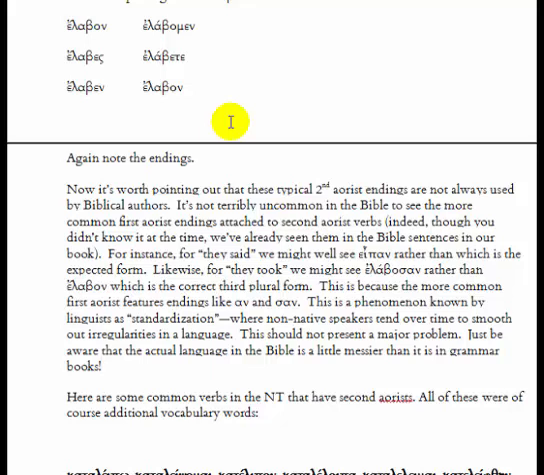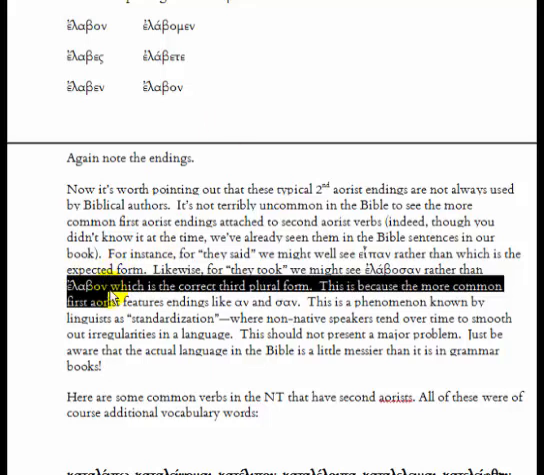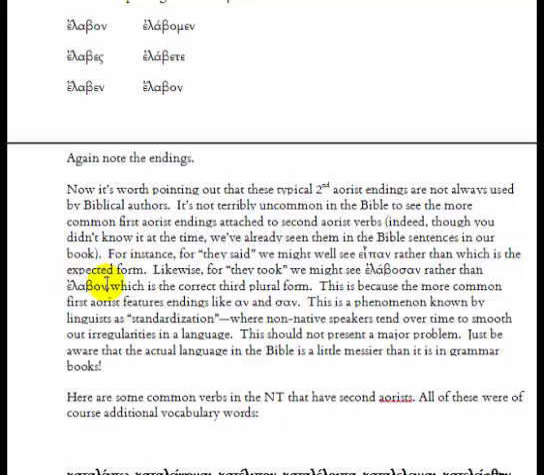Well, one of the things that begins to happen is the far more common first aorist ending sometimes you'll see stuck on second aorist verbs. An example of this is elebon. Elebon is the classically correct second aorist form for lambano. But sometimes, often in the Old Testament and sometimes even in the New Testament, you'll see elabosan. What's elabosan? Why would you have the osan ending?